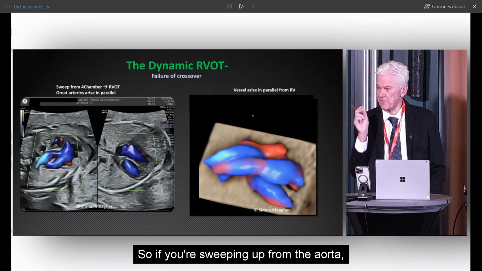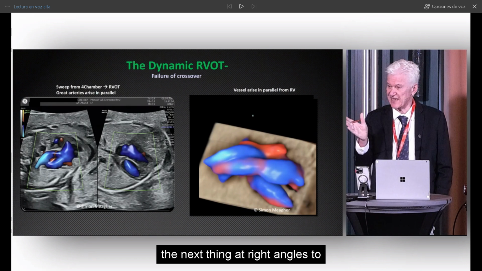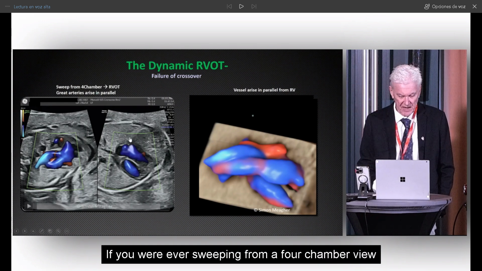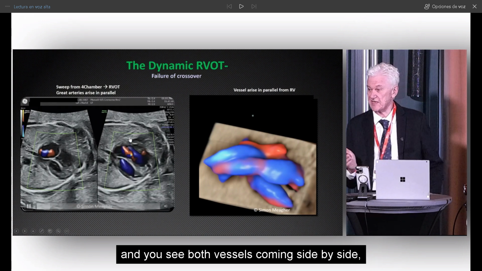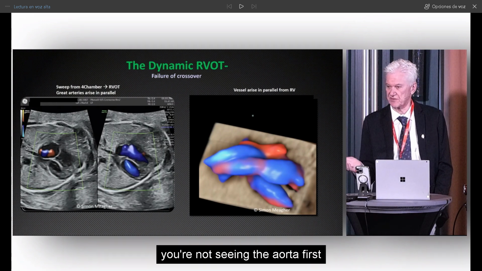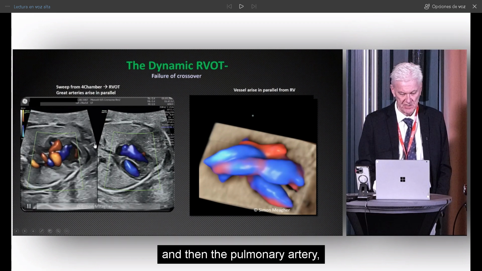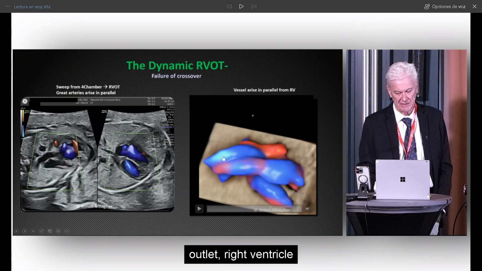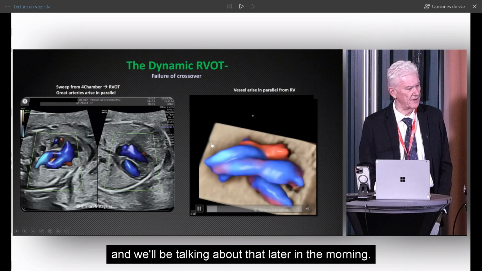So if you're sweeping up from the aorta, the next thing at right angles to that is then the pulmonary artery. The aorta disappears. If you were ever sweeping from a 4-chamber view and you see both vessels coming out side by side, you're not seeing the aorta first and then the pulmonary artery. You're actually seeing them coming out side by side. You're almost certainly going to be looking at a double outlet right ventricle. And we'll be talking about that later in the morning.